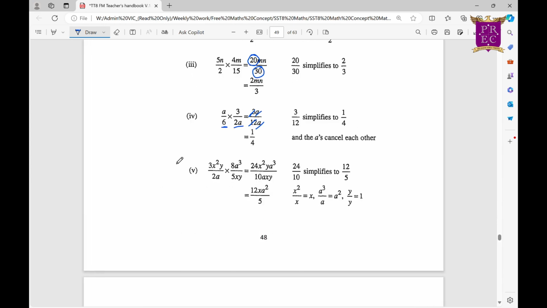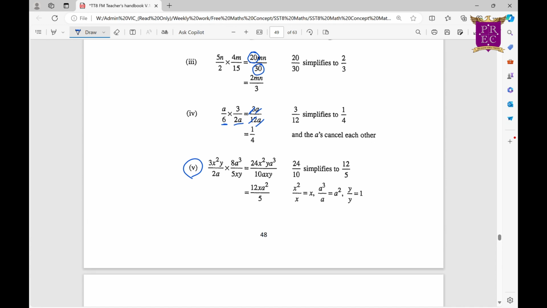Okay, we're a little short for time, so finally we'll do the most complex example. 3x squared y times 8a cubed. So if I just put these two together, that's what I'm doing right now, over 2a times 5xy.